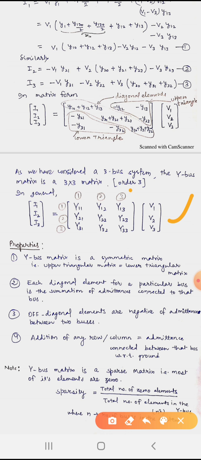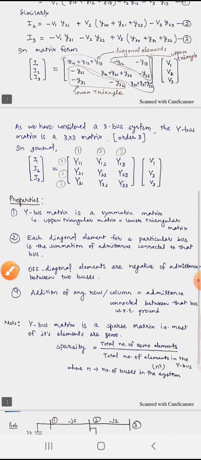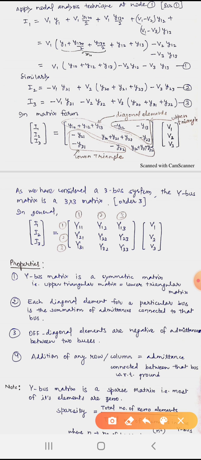So this is called the bus admittance matrix. Now what are the properties of this matrix? There are certain properties. You can observe from here that the Y bus matrix is a symmetric matrix. Upper triangular matrix is equal to lower triangular matrix. So you can see that there is a symmetry between the upper triangular and lower triangular matrix.